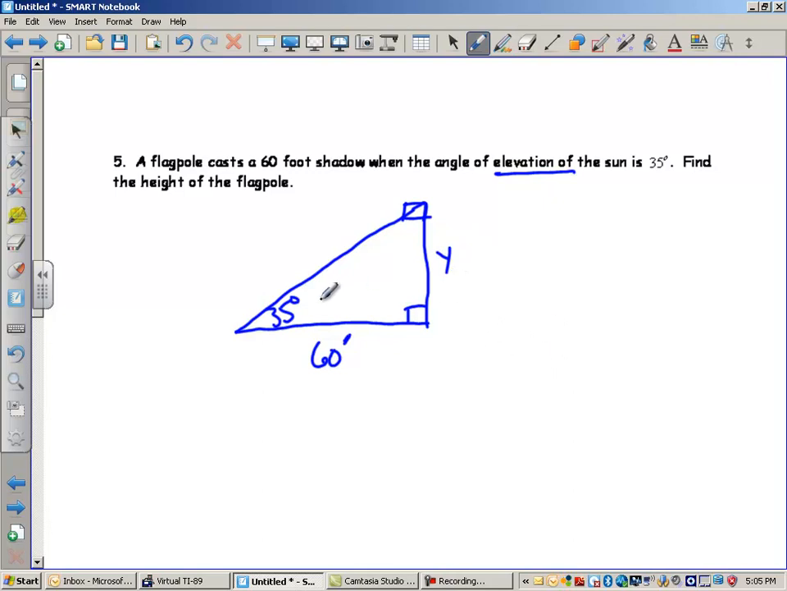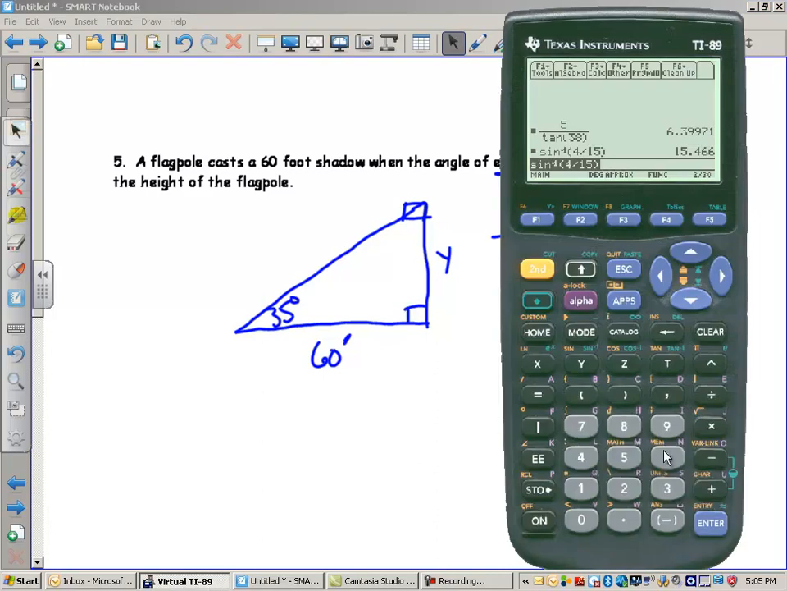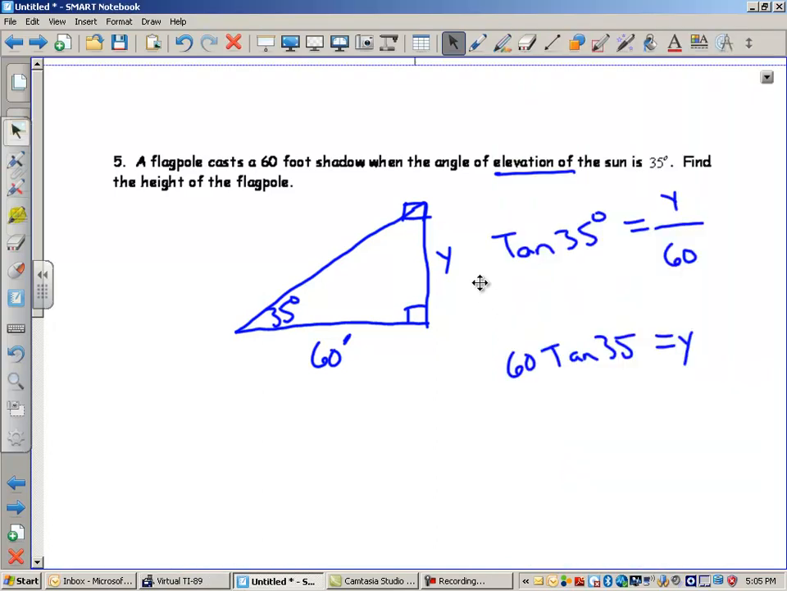So let's see. I have an angle, a reference angle. I'm looking for the opposite side, and I know the adjacent side. So I'm going to set up a tangent equation. The tangent of 35 degrees is equal to opposite divided by adjacent. And to solve this for y, I'm going to multiply both sides by 60. So 60 times the tangent of 35 is equal to that length. And so let's go type that in on our calculator. 60 times the tangent of 35 degrees. And we hit enter, and we get 42.01.